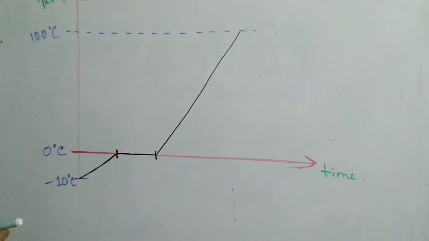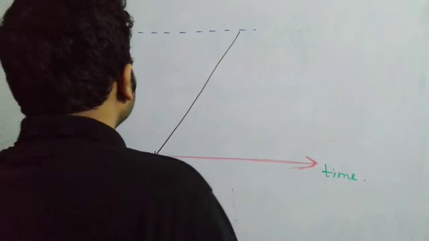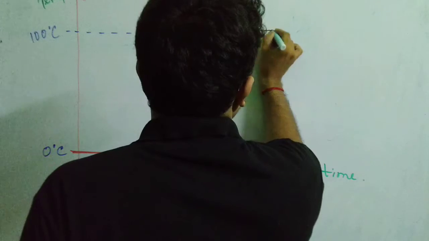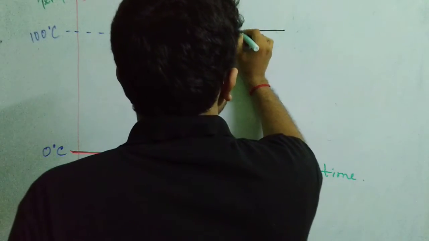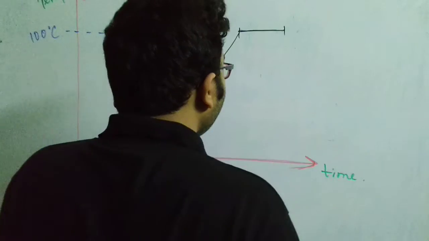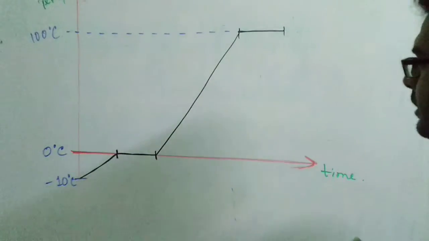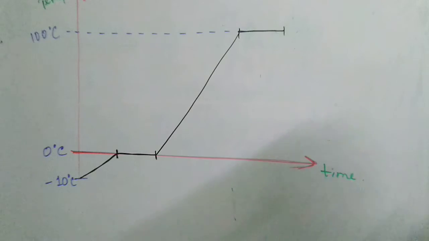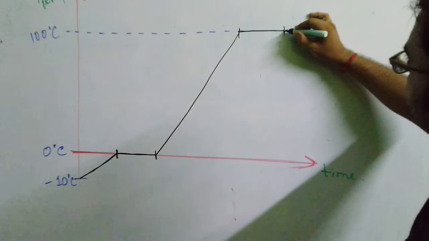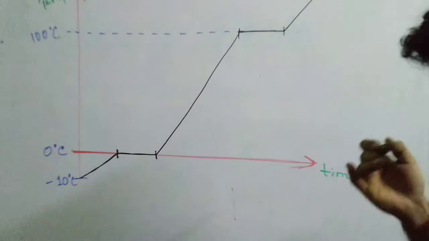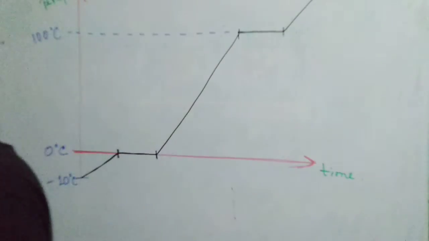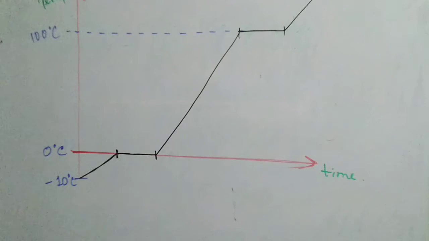When it reaches the boiling point of water, remember again the temperature remains fixed for a certain time. The time passes on but the temperature does not change. After that, when the total mass of water has been converted into steam or vapor, the temperature again starts rising, above 100 degree centigrade. So this is the graphical analysis of the temperature-time relation while you are heating a certain mass of ice, here taken from minus 10 degree centigrade.